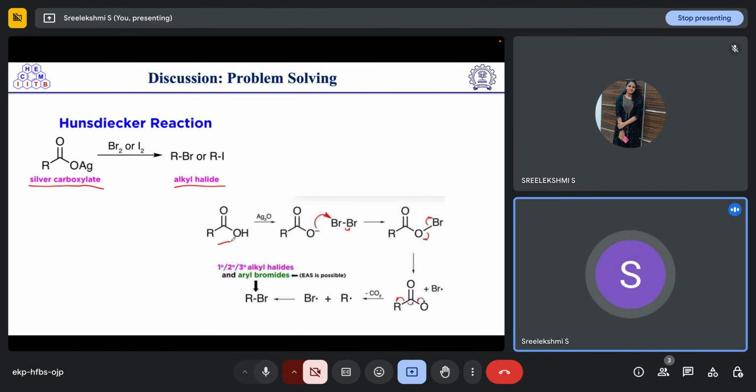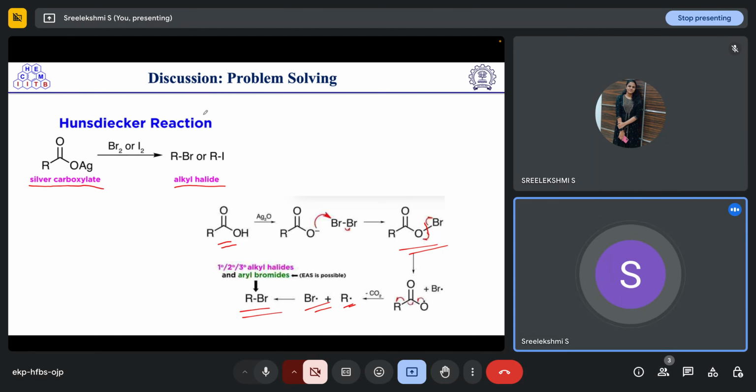First, this carboxylic acid upon treatment with silver oxide will form its silver salt, and then this O minus will attack this Br, and Br minus will leave to form this compound. Then this bond will undergo homolysis to form this radical species, and then CO2 elimination, this is converting to this, and that will form this R radical as well as this Br radical, which is eliminated at this stage by the elimination of carbon dioxide. Then that will combine to form this alkyl halide.